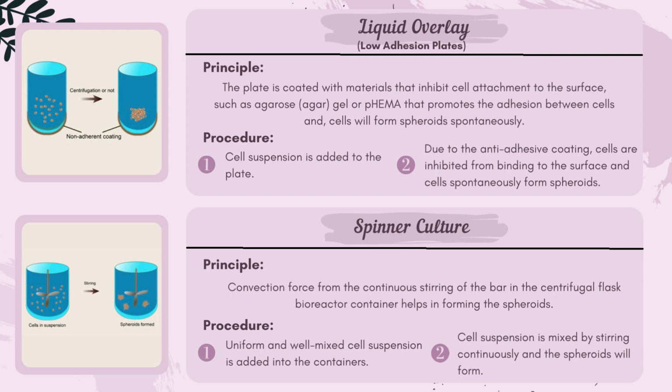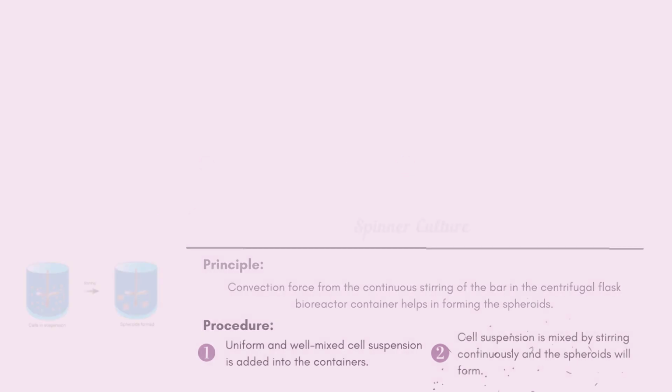And last but not least, spinner culture. The use of convection force from the continuous stirring of the bar in the centrifugal flask bioreactor container helps in forming the spheroids. There are also only 2 steps in this method.